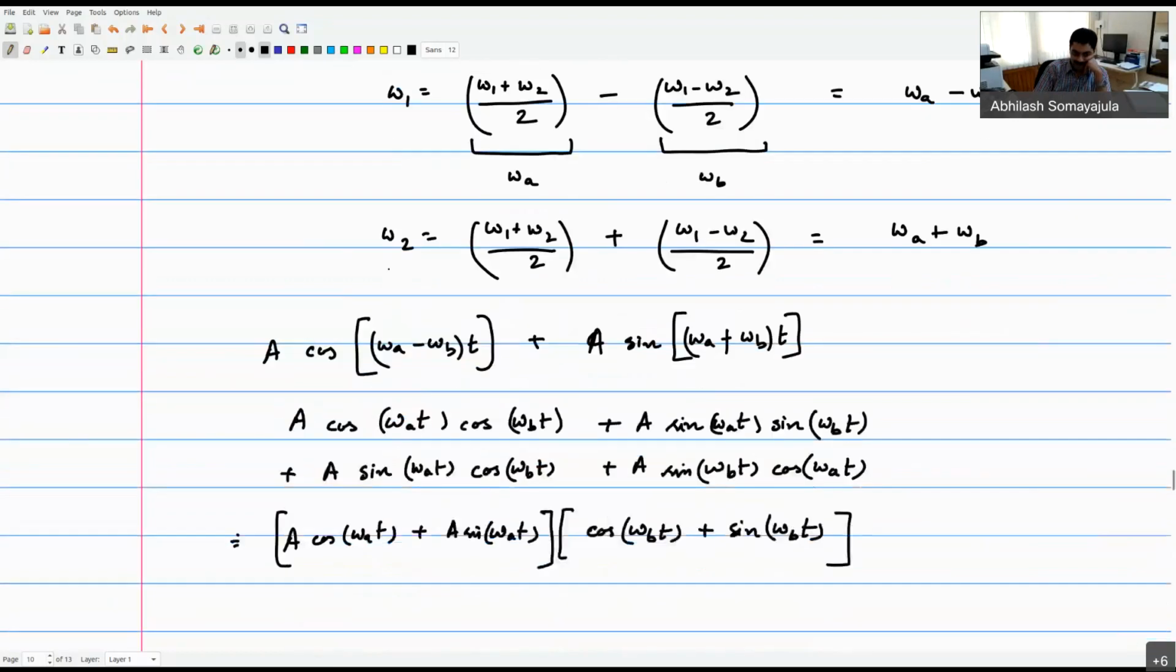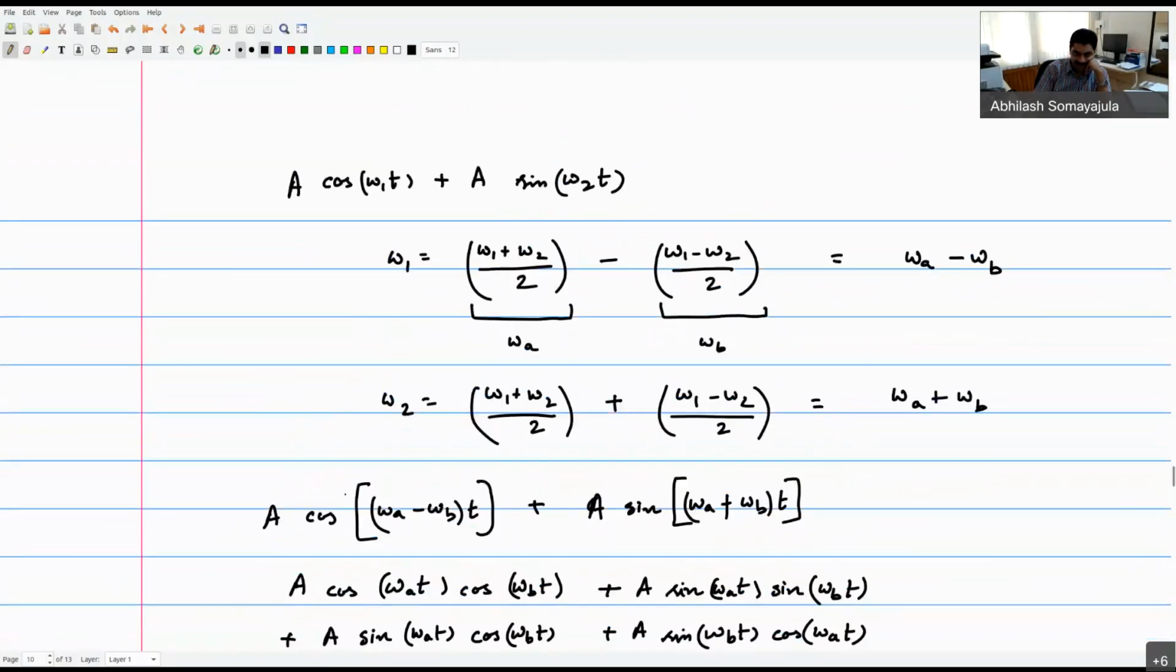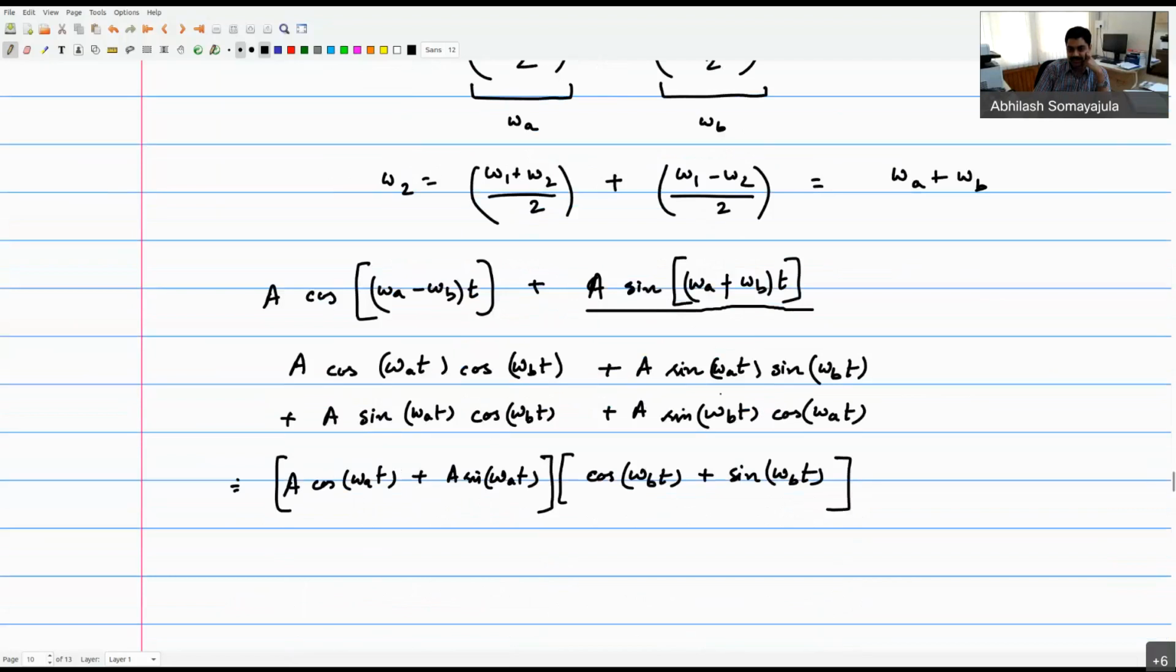Okay. Now we are taking back our original expression. A cos omega 1 t can now be written as A cos of (omega A minus omega B) times t, plus A sine omega 2 t can be written as A sine of (omega A plus omega B) times t. So far so good? Now I am just expanding all the terms out and collecting all the terms with omega A together and all the terms with omega B together.